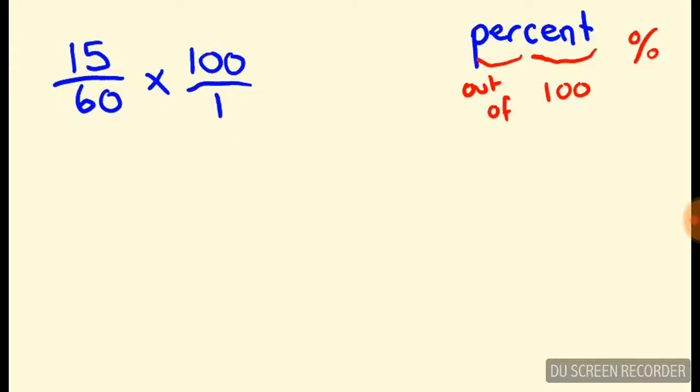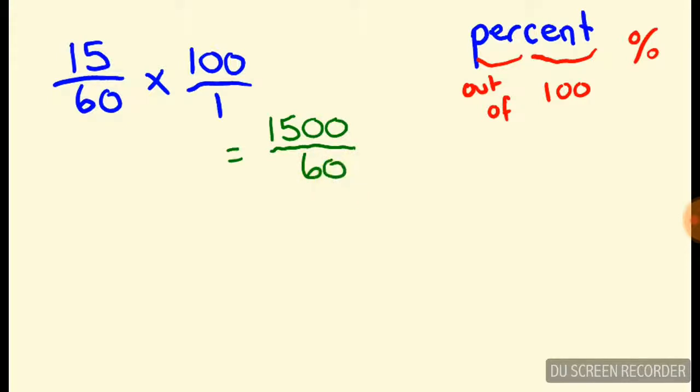Now, what do we do then? Well, we just treat these like any other thing where we're multiplying fractions. When we multiply fractions, we go top number times the top number, and then bottom number times the bottom number to get our answer. So 15 times 100 is 1,500. And this is going to be divided by 60 times 1. So 60 times 1 is 60.